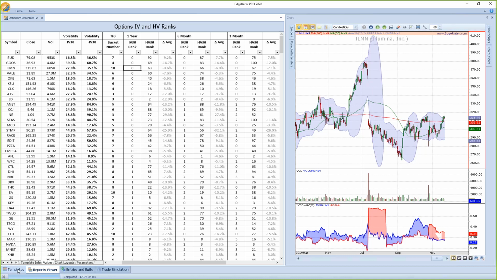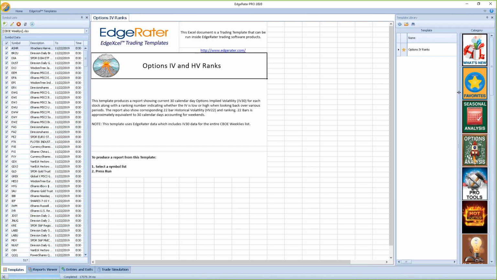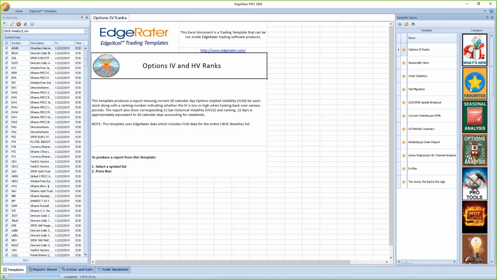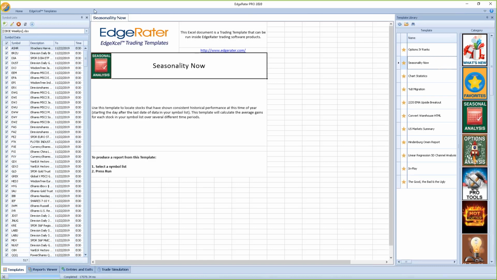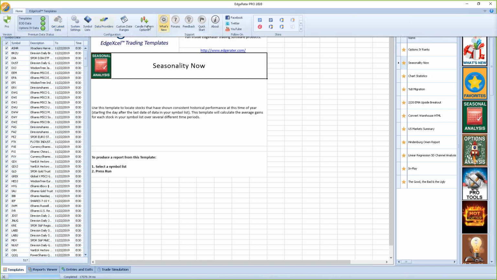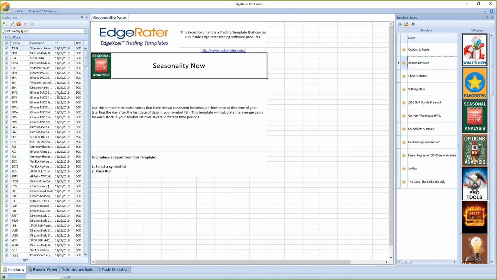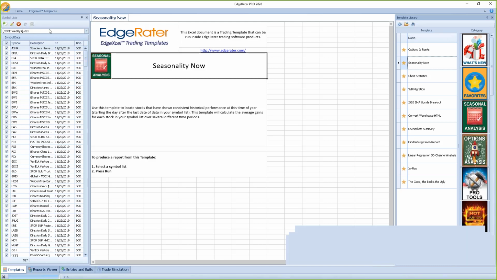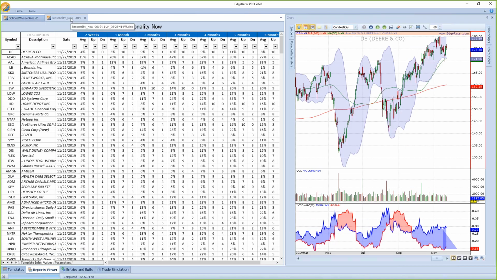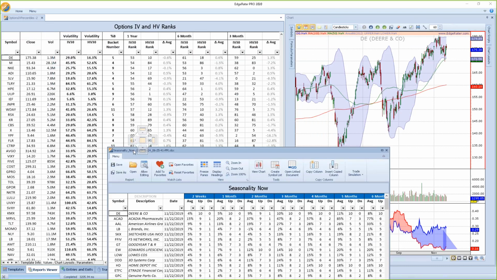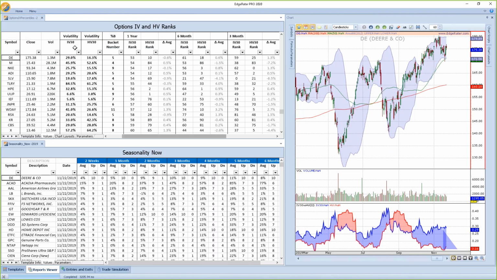So let's just do that for one of these templates. Anything you might want to look at there, George? We'll take a look at seasonality, it's always a good one. So let's just run seasonality on this list of CBOE weeklies. And I'll just drag this so it appears below here.